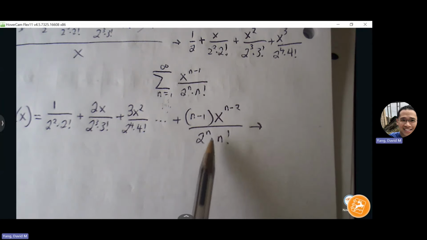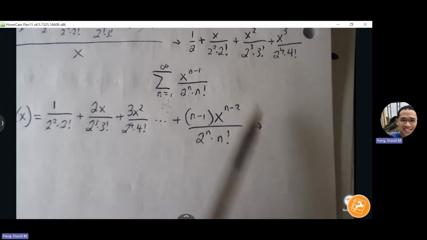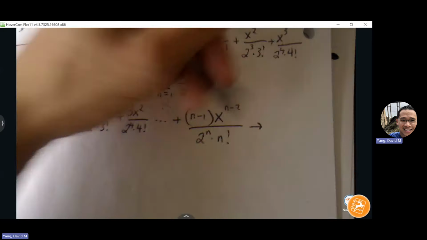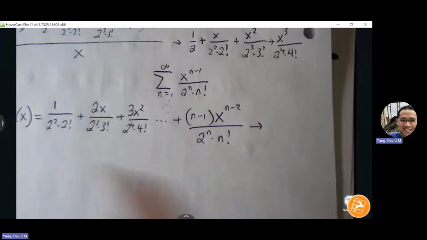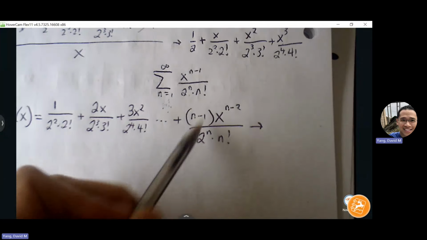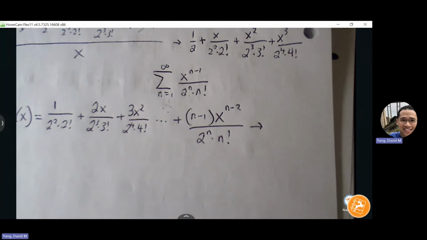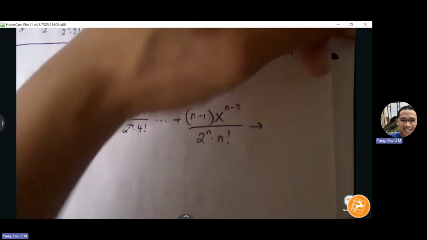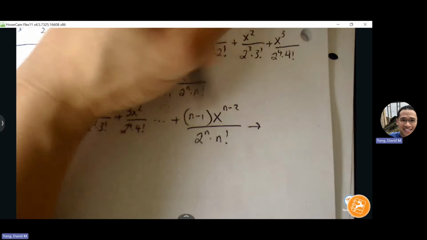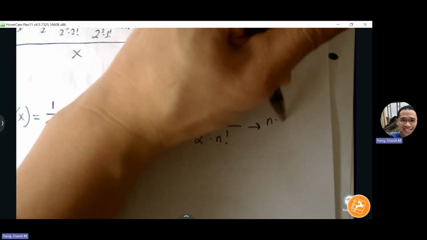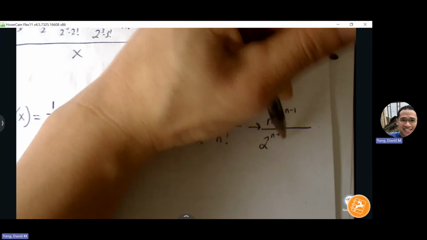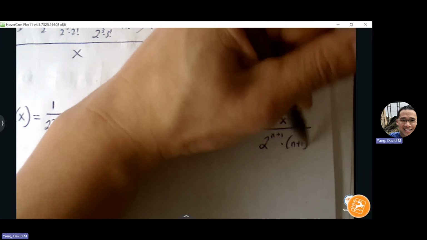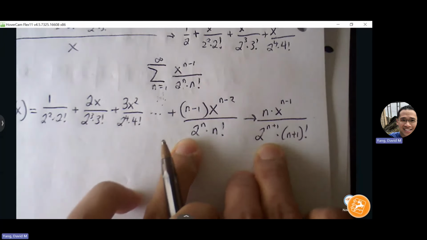if I were to push the n's out to a different number above it, I can begin to make this look a little bit more like the numerator here. So let's say I just increase n by 1, because I can. As long as I do it everywhere, I can just start at a different value. So if I add 1 to all the n's, I get n times x to the n minus 1 over 2 to the n plus 1 times n plus 1 factorial, right? These are the same things. We're just starting off at a different number.